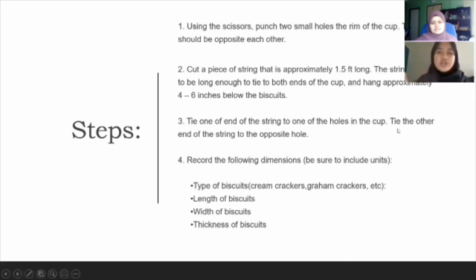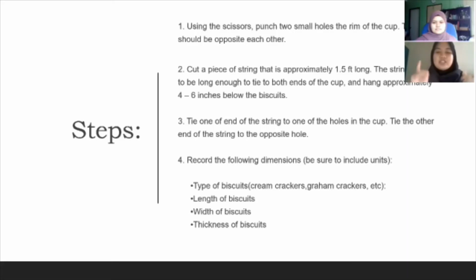Second step, cut a piece of string that is approximately 1.5 feet long. The string needs to be long enough to tie to both ends of the cup and hang approximately 4 to 6 inches above the biscuits. Number 3, tie one end of the string to one of the holes in the cup. Tie the other end of the string to the opposite hole.